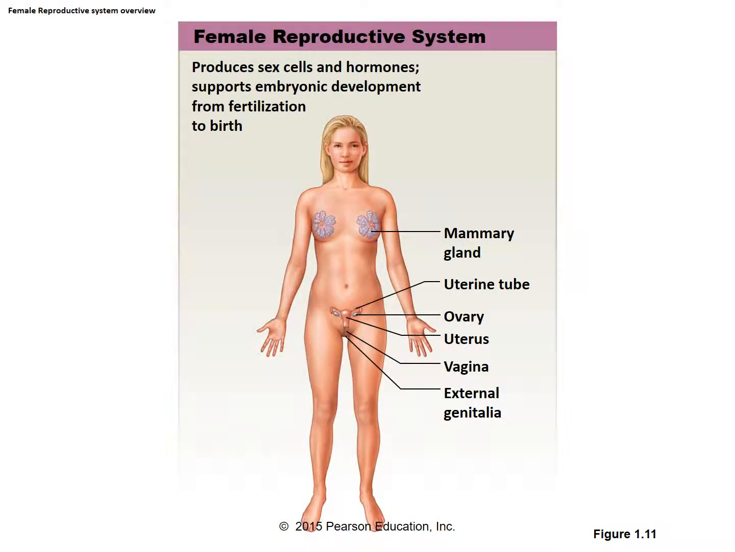The final systems that we'll be looking at are the reproductive systems. The female reproductive system produces sex cells and hormones, supports embryonic development from fertilization to birth. It's also going to nourish the overall child with the mammary glands producing milk.